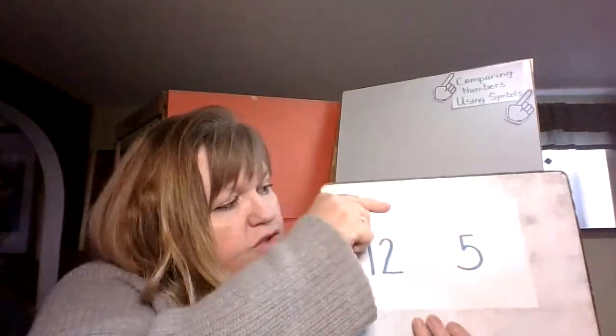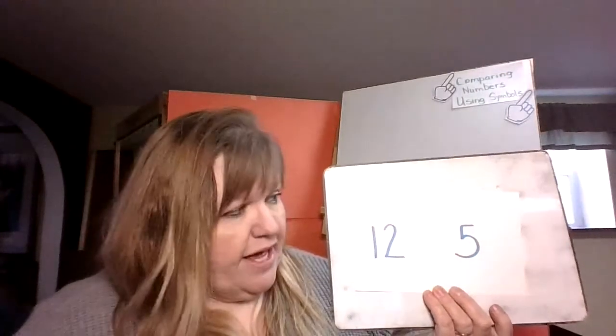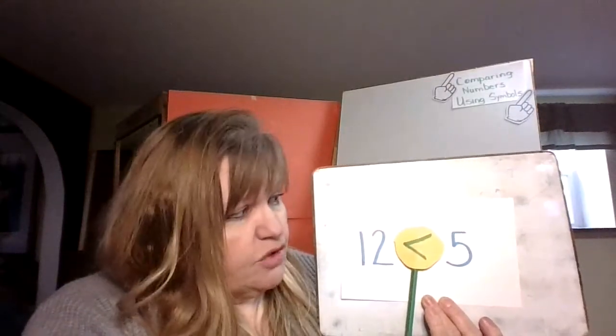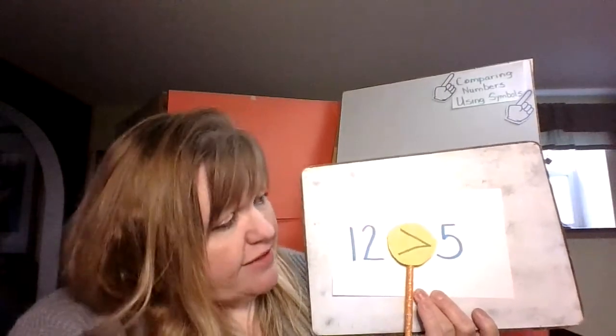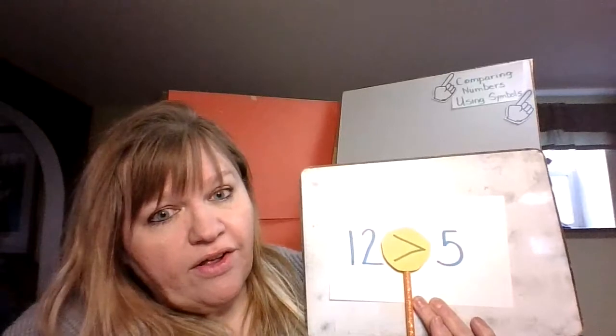All right, let's try another one. How about if we were comparing 12 and 5? If I put this symbol between them, is the open mouth towards the bigger number? No, it's not. 12 is not less than 5, because the alligator wants to eat the higher number, so this one would be the appropriate one. See how the open mouth is toward the 12? This one says 12 is greater than 5, and that makes sense.